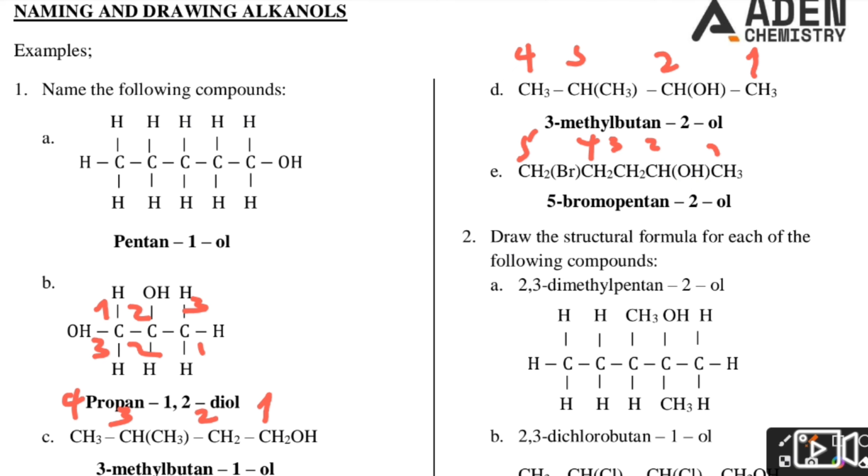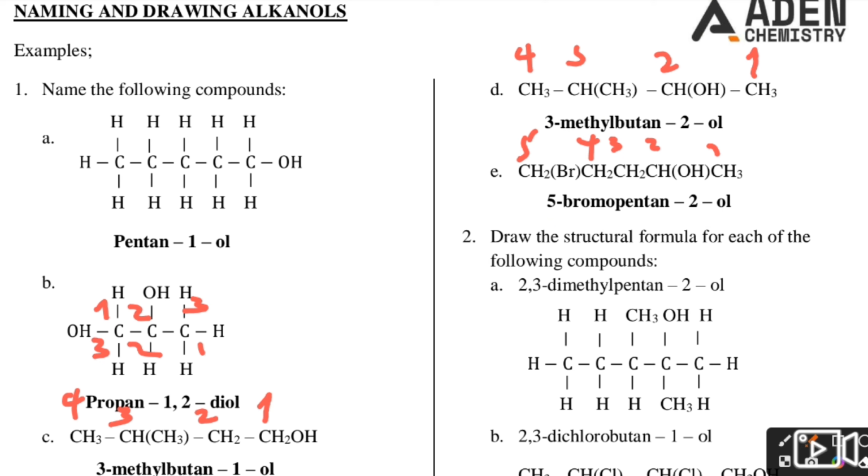Then do you have an attachment? Yes, I have here Br. That's bromine. So which carbon atom is it attached to? 5. So I'm going to have 5-bromopentan-2-ol. That's how we name alkanol compounds. It's very simple. It's just how we name alkanes, alkenes, and alkynes.